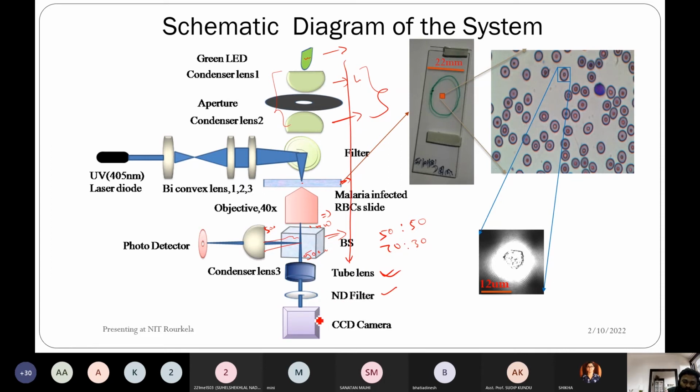The ND filter is basically used for neutralizing the light. Suppose your camera has the capability of a certain light range only. Beyond that, you can see some saturation, reaching 255. When you have such information, you cannot extract the information. So for that we use this neutral density filter.